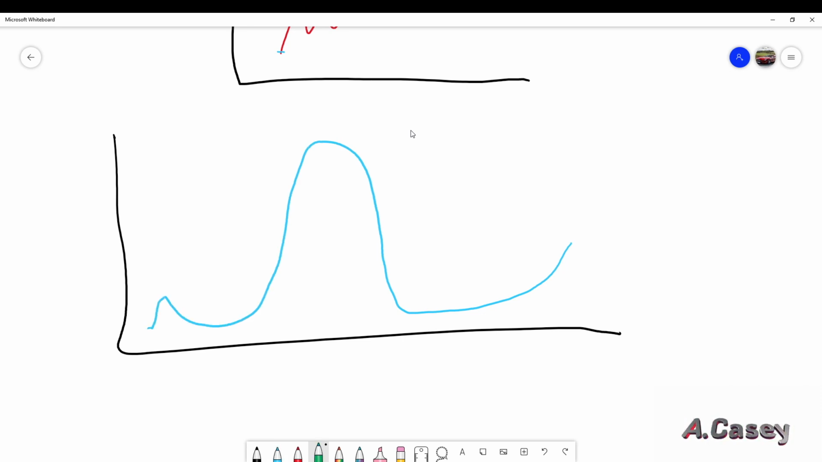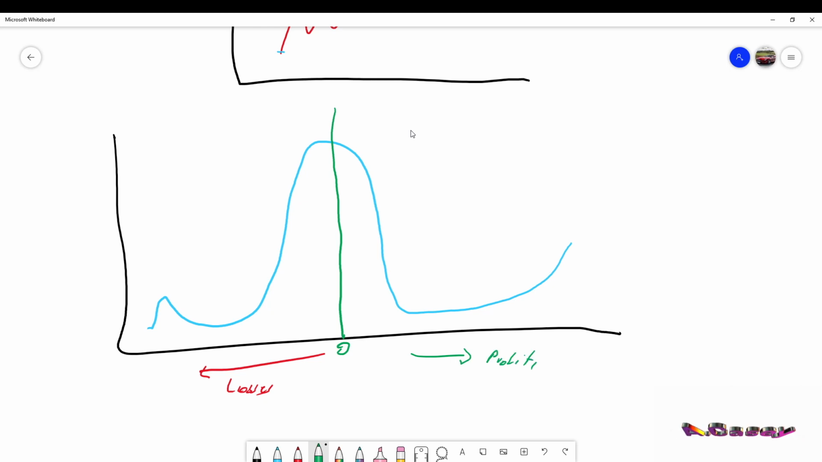Okay, and let's say this is 0. These are losses and these are profits. Trend following works only because of this part, which is less than 5%. So any trend following strategy makes money because of this 5%.